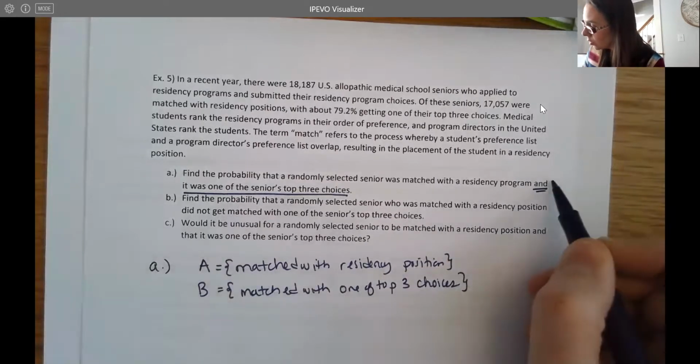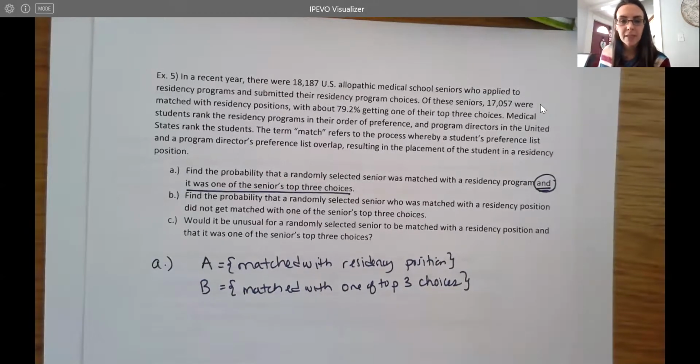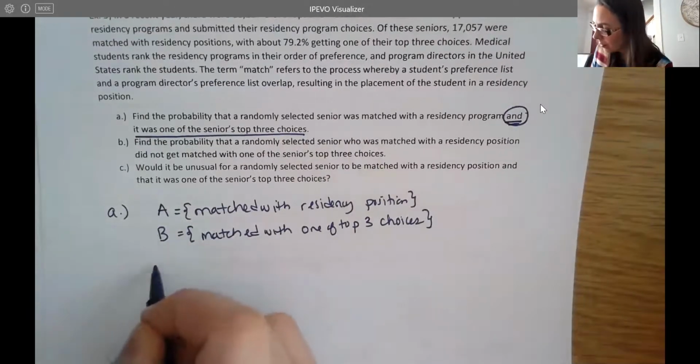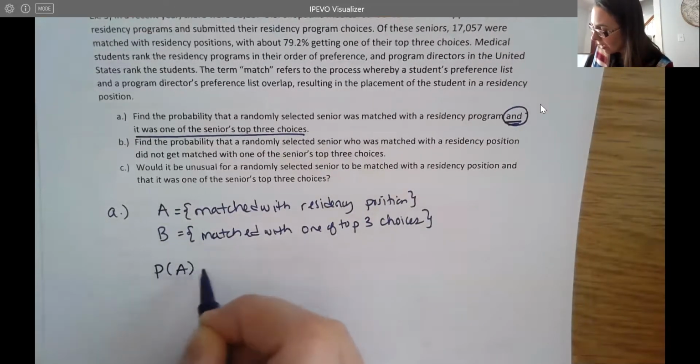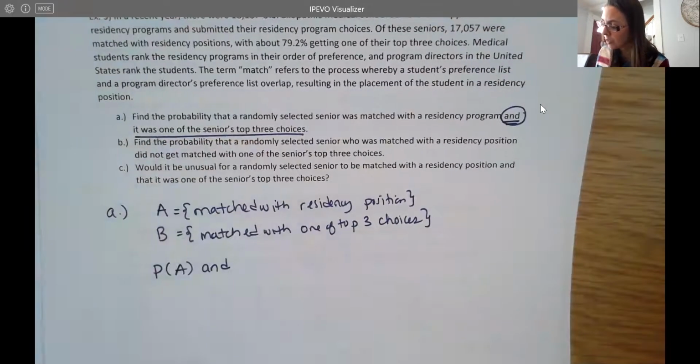So notice also here we have a keyword and. So you have to really read carefully here. If you read it through too fast, you may miss that. So find the probability that a randomly selected senior was matched with a residency program. So we're looking for the probability of A, and it was one of the senior's top 3 choices.